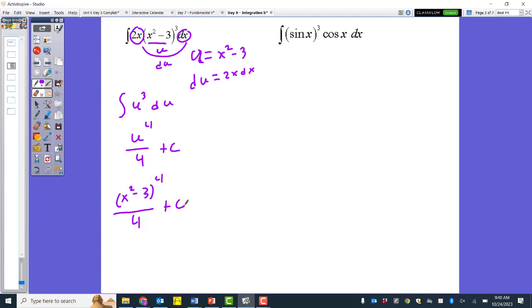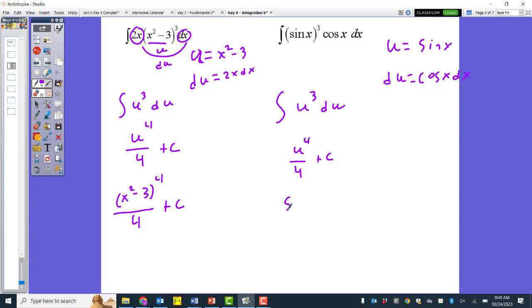Okay? Another example is one like this. We have sine x cubed times cosine x. Well, we want something we can make u where we can have its du on the outside. So I'm going to make u sine of x. That means the derivative of sine is cosine of x dx. Okay? So we have the integral of u cubed du. And that's going to be u to the 4th over 4 plus c, which is sine to the 4th of x over 4 plus c.